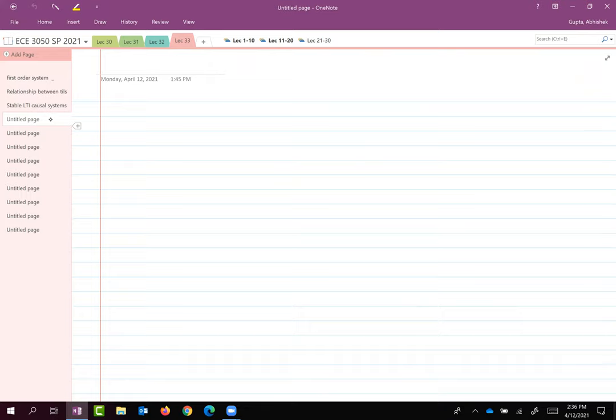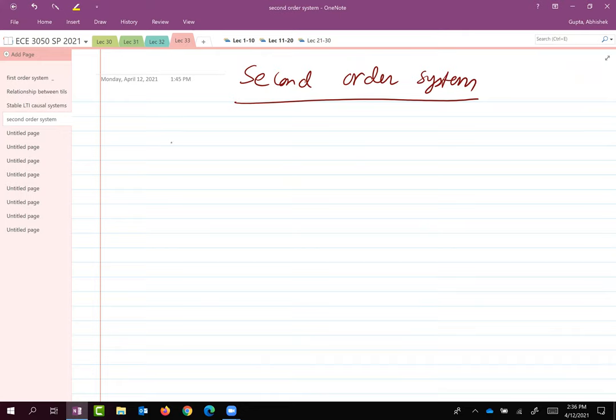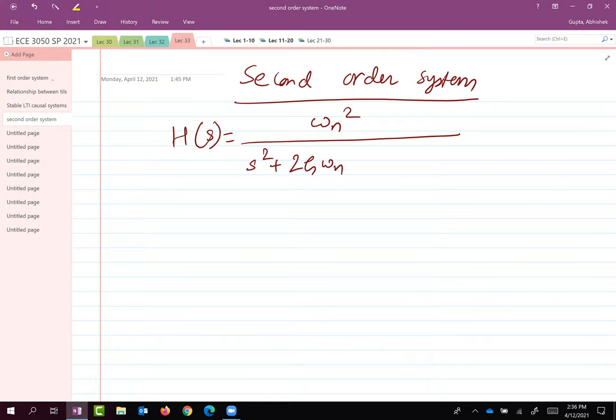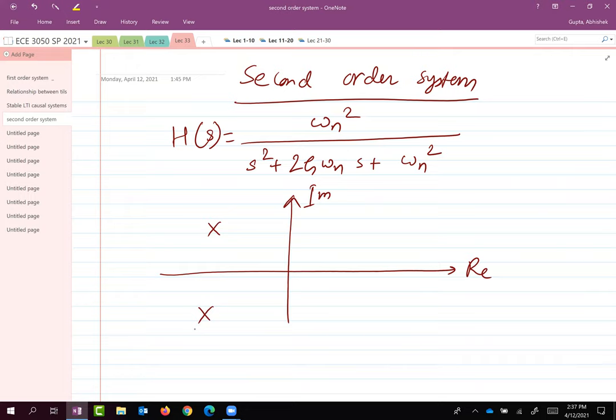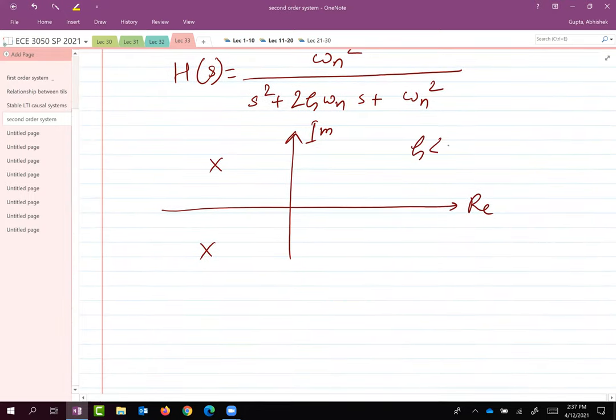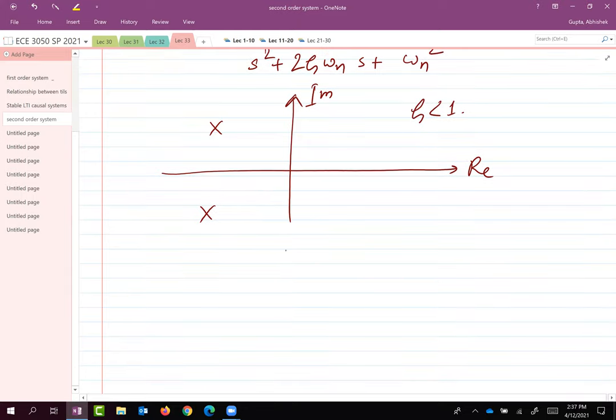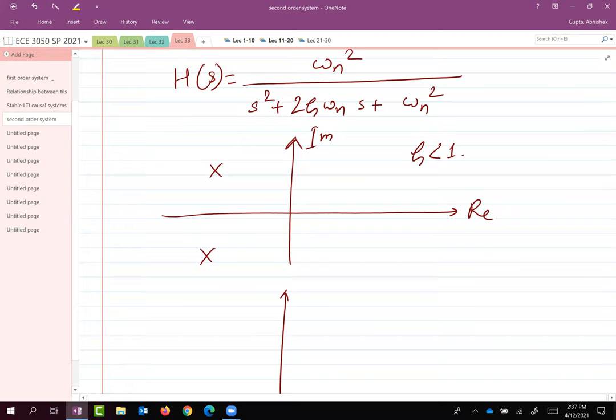One can do the same business with the second order system. Here the system transfer function is a standard second order system. Of course, you can have different types of second order systems as well. The pole zero diagram looks like this. This is for zeta less than one. I'll let you guys write.